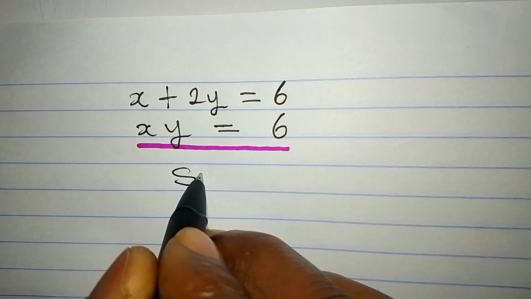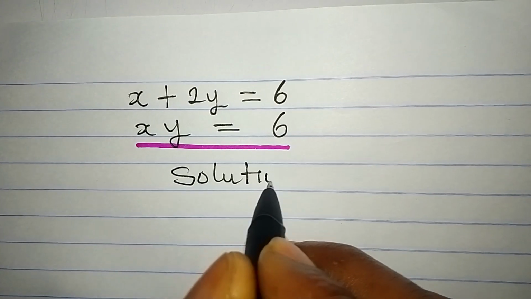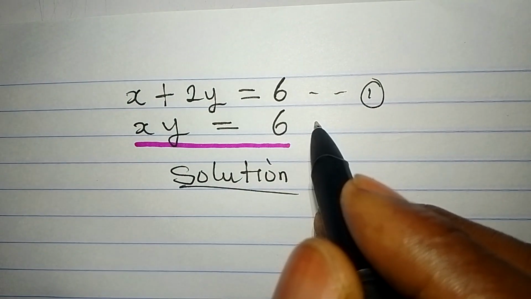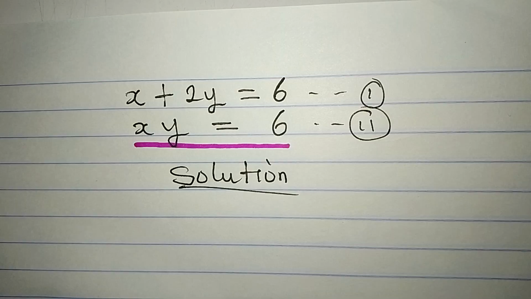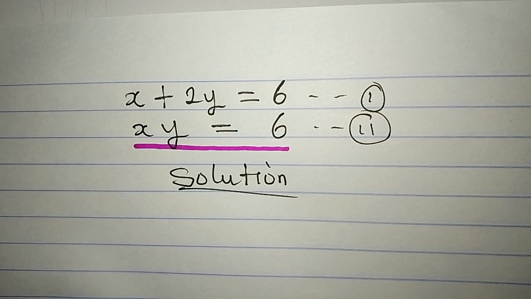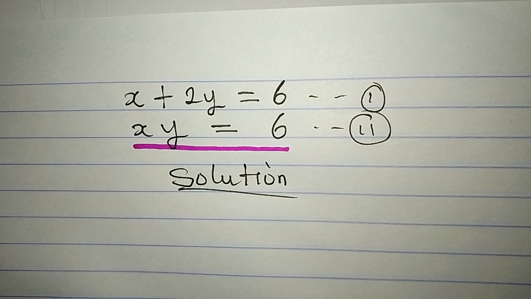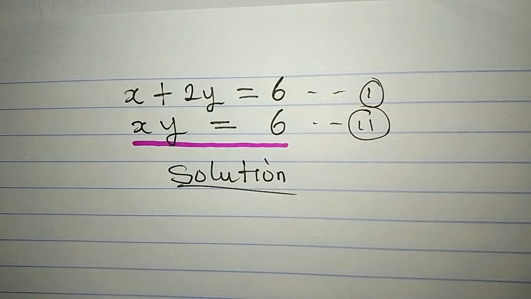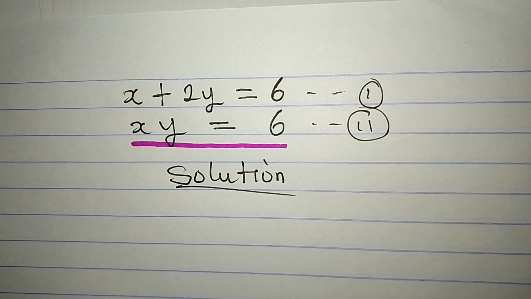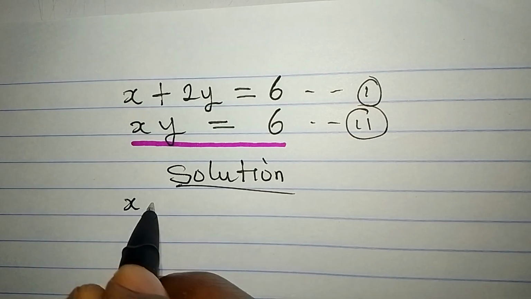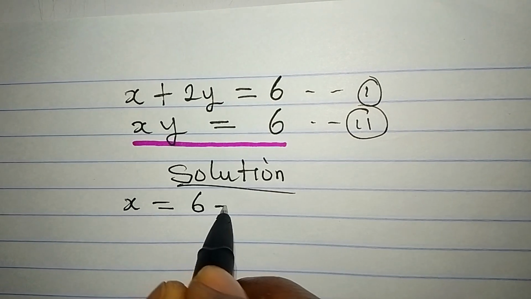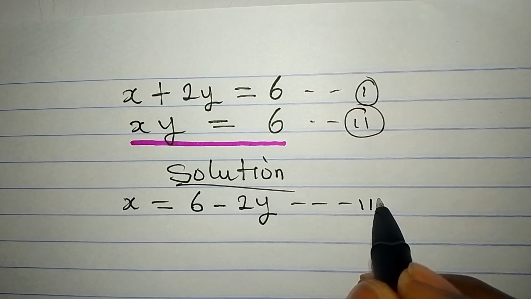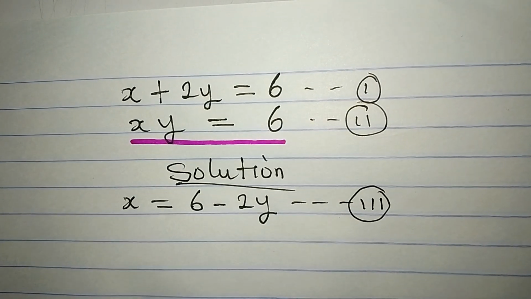Hello everyone. Let's provide the solution to this equation. We have found this as equation 1 and this is our equation 2. Now to solve this problem, we will work with equation 1 and make x the subject. So we are going to say that our x is equal to 6 minus 2y. So this becomes our equation 3 and we are going to need this as time goes on.